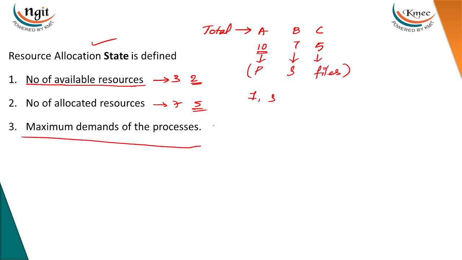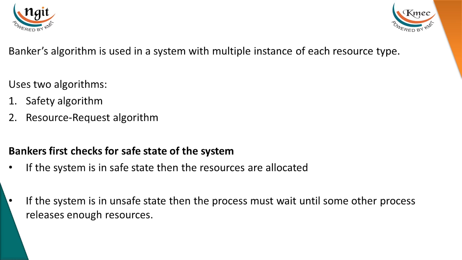Then there is the maximum demand of each process. The operating system takes these three things into consideration before granting a request. This deadlock avoidance approach uses an algorithm called Banker's algorithm, which works for systems with multiple instances of each resource type. The algorithm is divided into two parts: first, the safety algorithm, and second, the resource request algorithm.